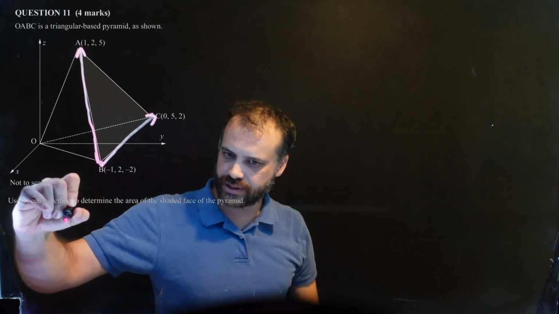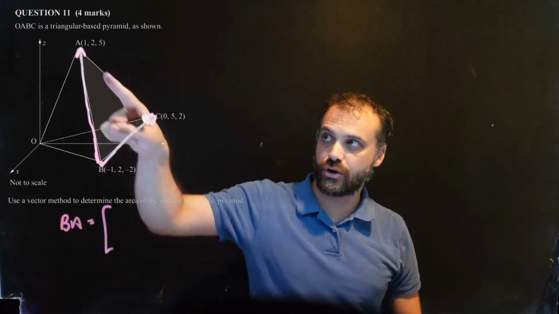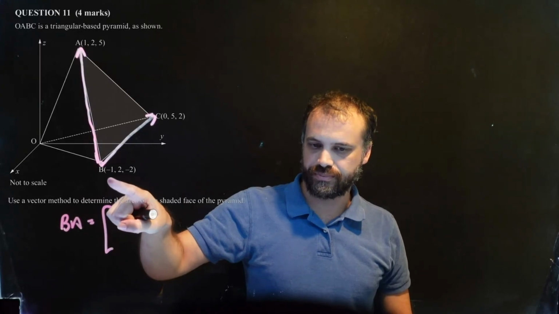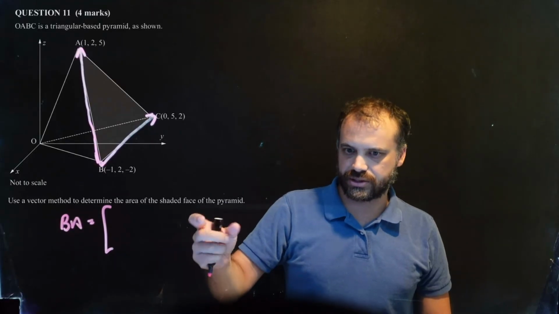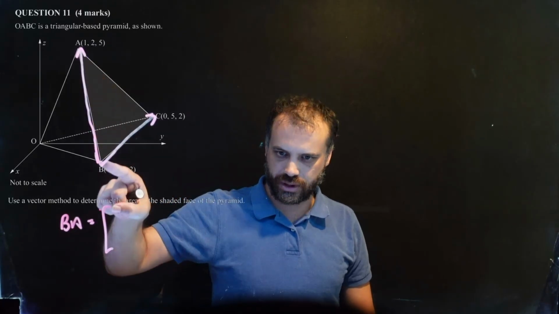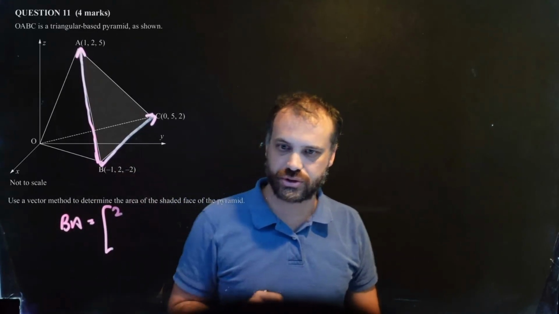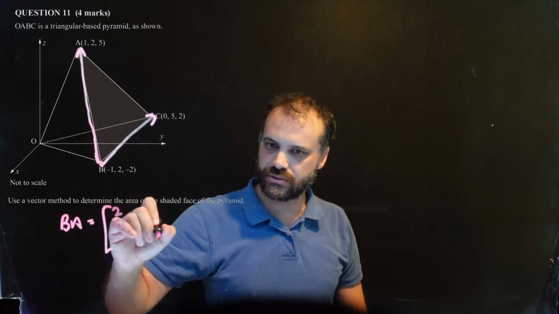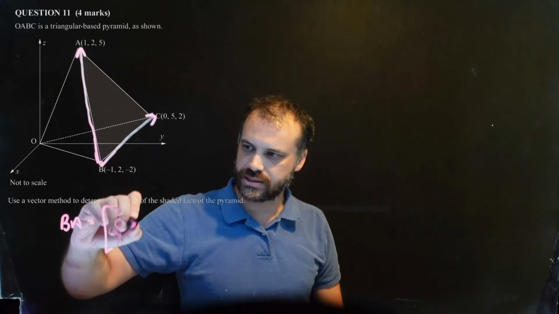All right, so we need vector BA. Now, vector BA is going to be equal to vector OA, that's this one here, minus vector OB. We can write that out, but it's going to be like 1 mark just for finding this vector, so we can just jump straight to whatever it is. 1 minus minus 1, so 1 plus 1 is 2. 2 minus 2 is 0. And 5 minus minus 2 is 7.